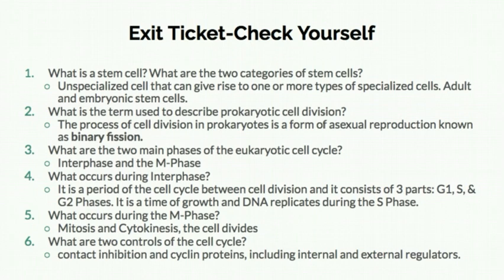And number 6, the two controls of the cell cycle. We had contact inhibition and cyclin proteins, and those included both internal and external regulators.